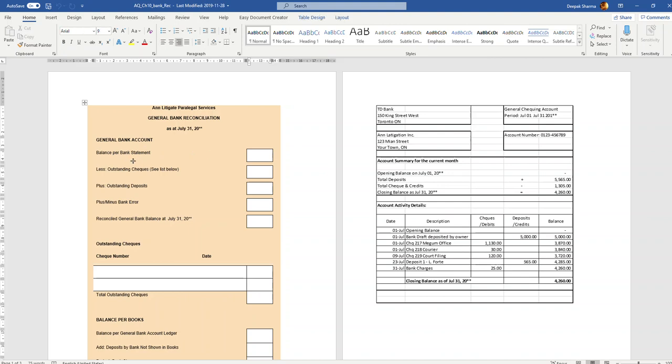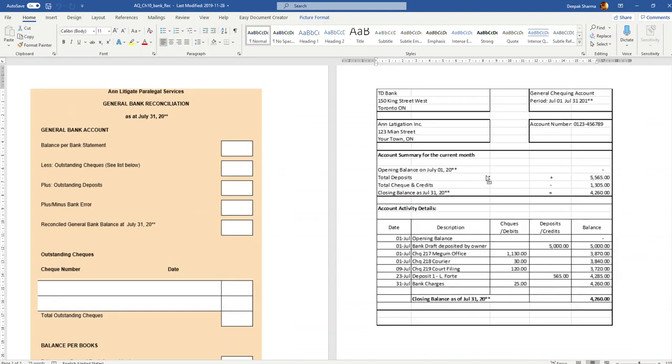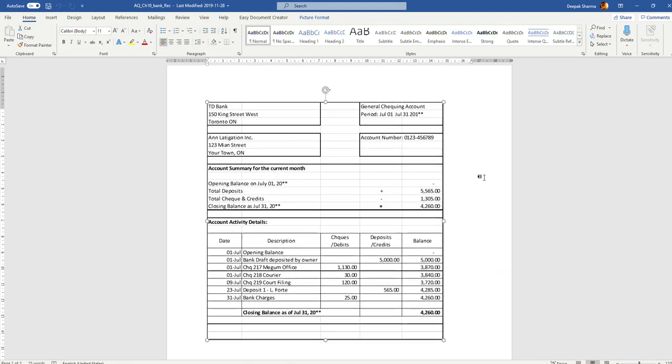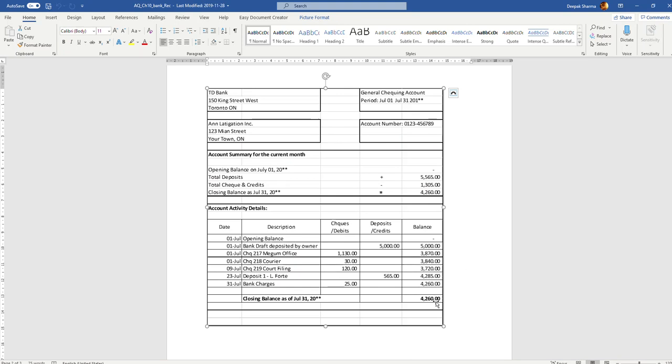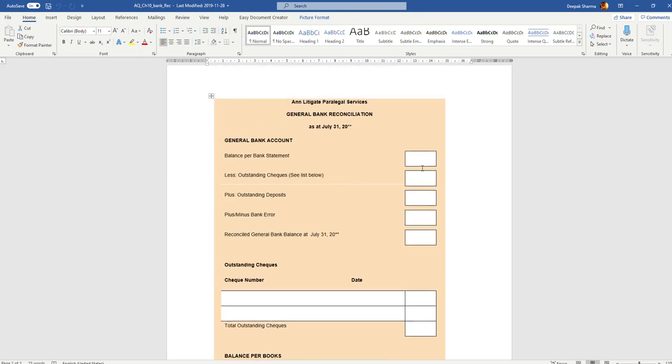First thing is balance per bank statement. To find this, you are going to look at your bank statement, which is on page number 2, right here. This is your bank statement. You're going to look at your ending balance, which is 4,260. So you're going to put that balance right here, 4,260. Then you're going to look for outstanding checks.